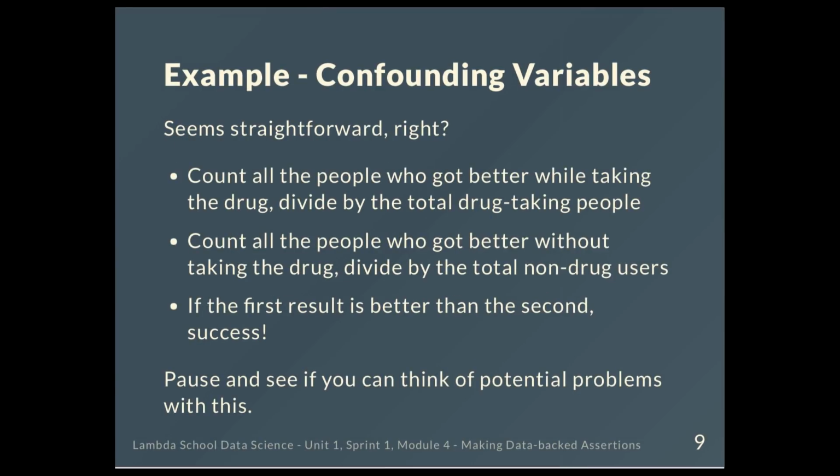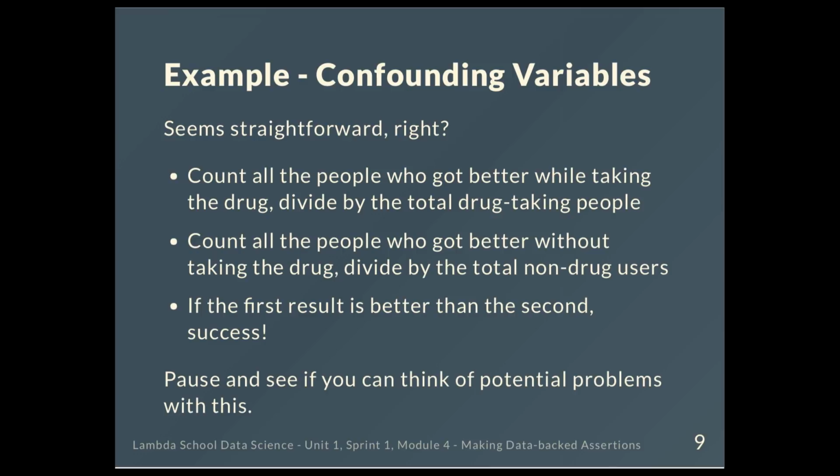Right? You count all the people who got better while taking the drug. You divide by the total of drug-taking people, both the people who got better and the people who didn't. Count all the people who got better without taking the drug. Divide by all the non-drug people. And if the first result is higher, if more people got better while taking the drug relative to people getting better without taking the drug, huzzah, drug X does something.